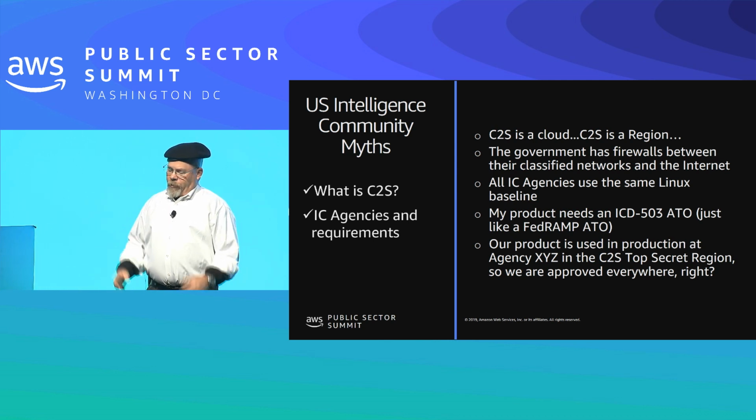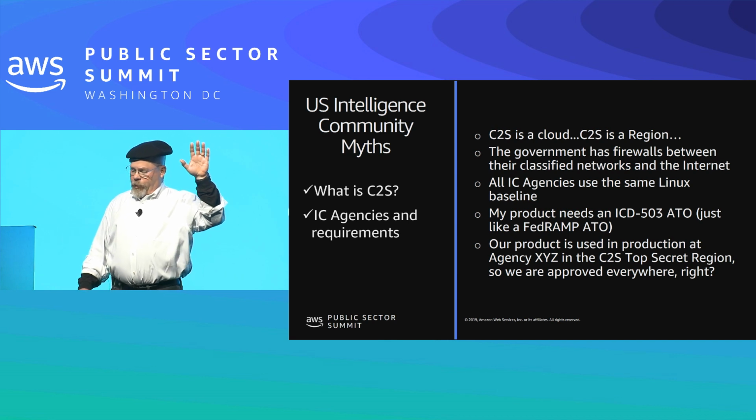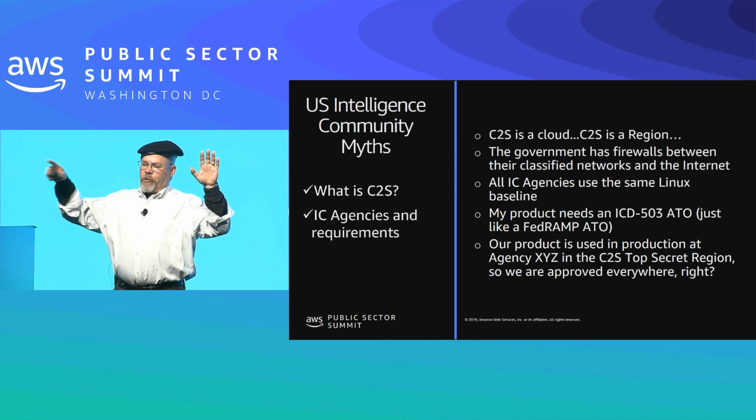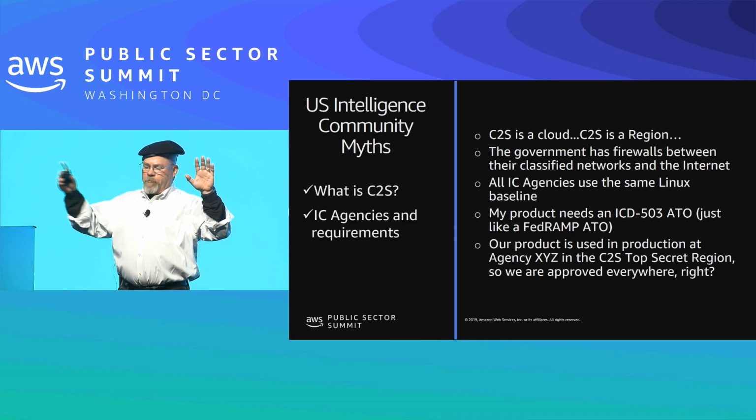The last example here: our product is used in production at Agency X in the top secret region, so we're approved everywhere. And that's a myth. Just because it's approved, every agency has their own accreditation authority, and they may respect that and grant use through reciprocity, but they don't have to.